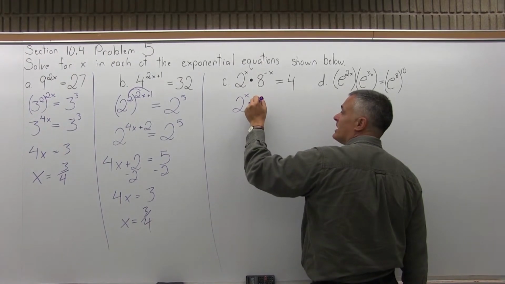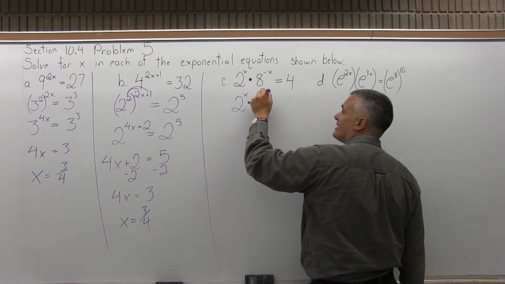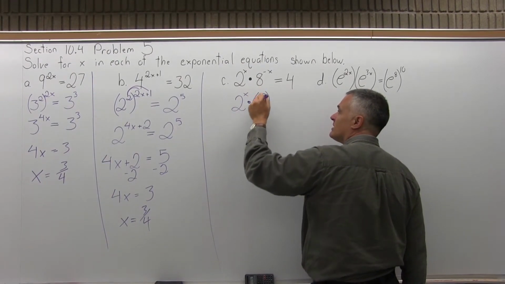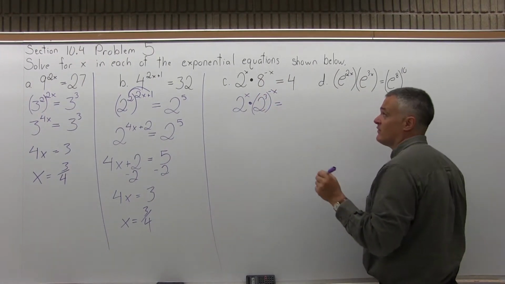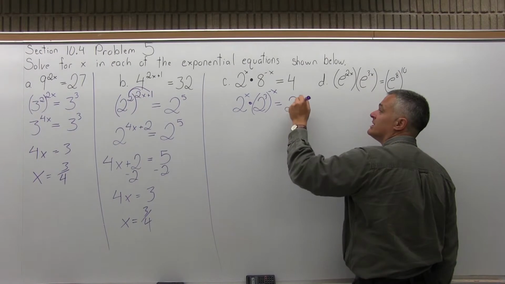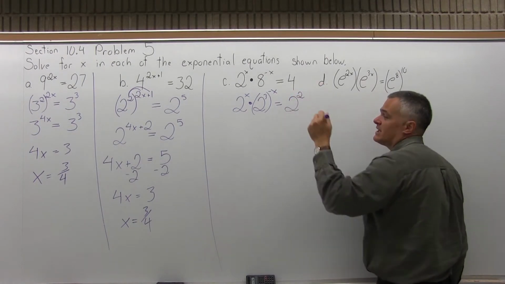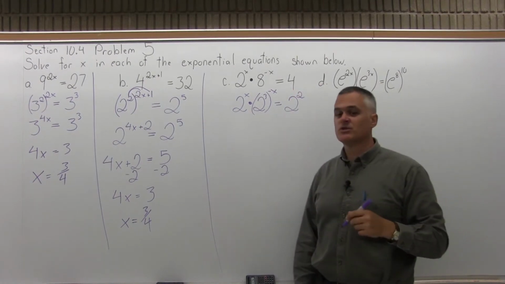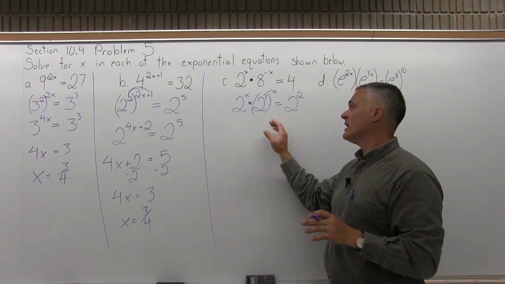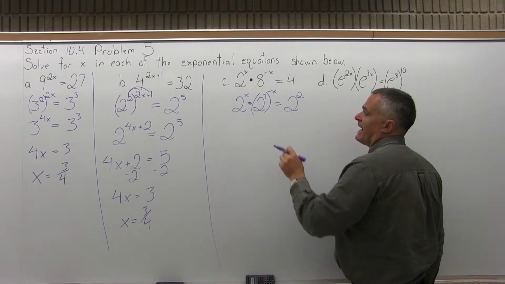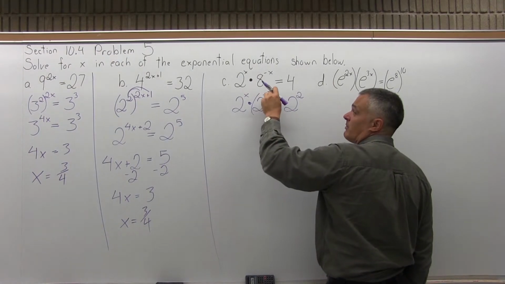Well, 8 can be written as 2 to the 3rd. So instead of 8 to the negative x, I have 2 to the 3rd to the negative x. And on the right side of the equal sign, I have a 4. That can be written as 2 to the 2nd. So now I've taken a step in the right direction. Everything's 2 to some power, but I just need 2 to a power on the left and 2 to a power on the right. Now on the left, I have a power to a power again.